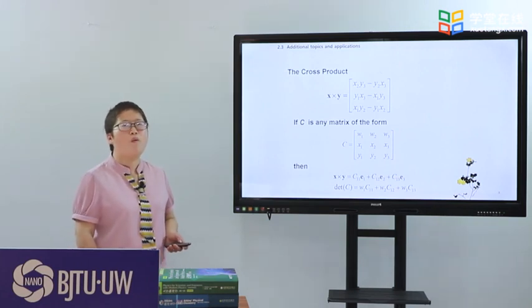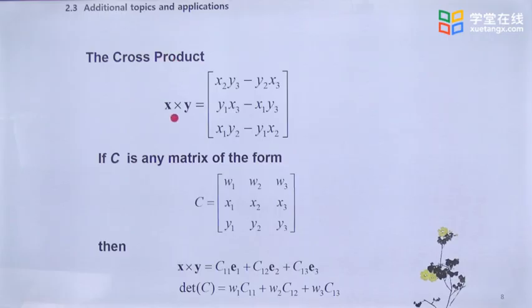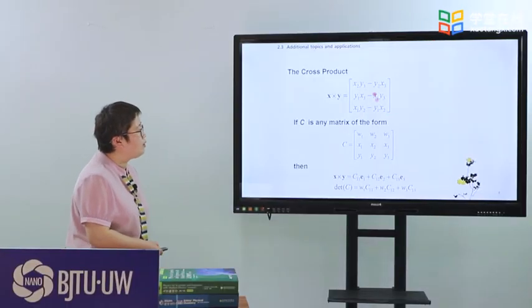And now we consider one product called the cross product. The cross product, X cross Y, is a vector. For X in R3, Y in R3, X cross Y is also a 3-dimensional vector where each entry has a formula. For example, the first one is x2 y3 minus y2 x3. The second entry is y1 x3 minus x1 y3. And the third entry is x1 y2 minus y1 x2. It's not easy to remember in such a way, right?